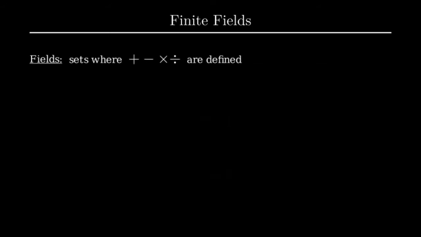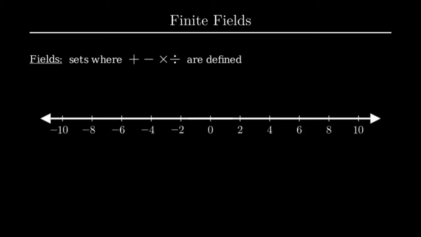Now that you understand sets, you can move on to fields. Fields are sets where addition, subtraction, multiplication, and division are defined. You are probably familiar with the field of all real numbers. This field can be represented as a number line going from negative infinity to positive infinity. You can add, subtract, multiply, and divide one element by another on the line, and it will always be another element on this line.